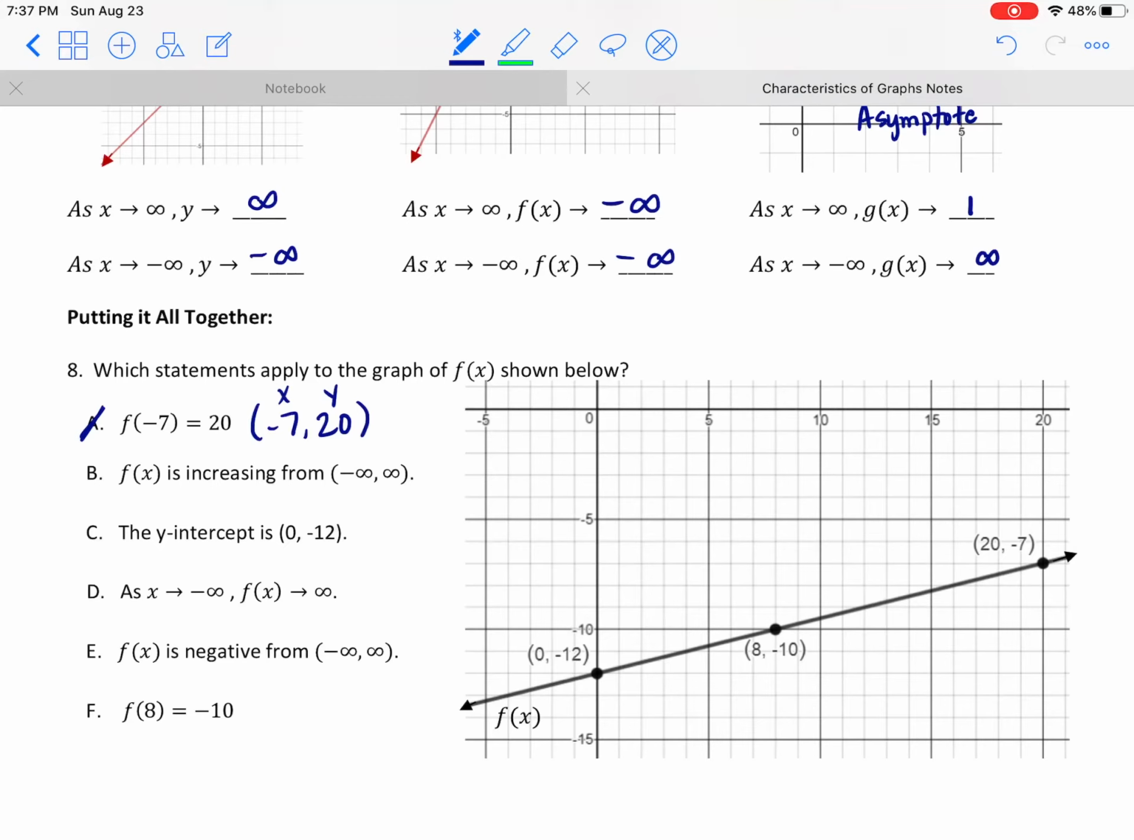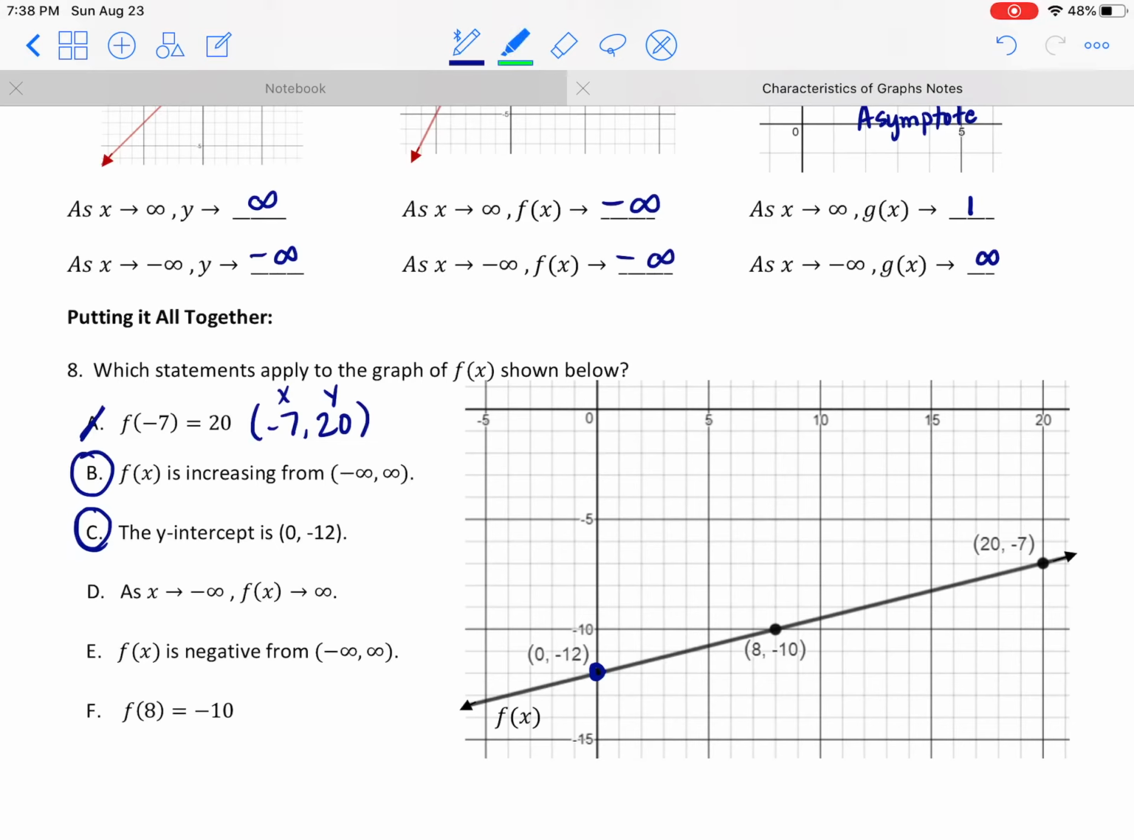B says f of x is increasing from negative infinity to infinity. So is this entire graph increasing? Absolutely. From left to right, it is increasing. So we can circle that one. It's true. Next, y-intercept at 0, negative 12. Does this graph cross the y-axis at 0, negative 12? Sure does.